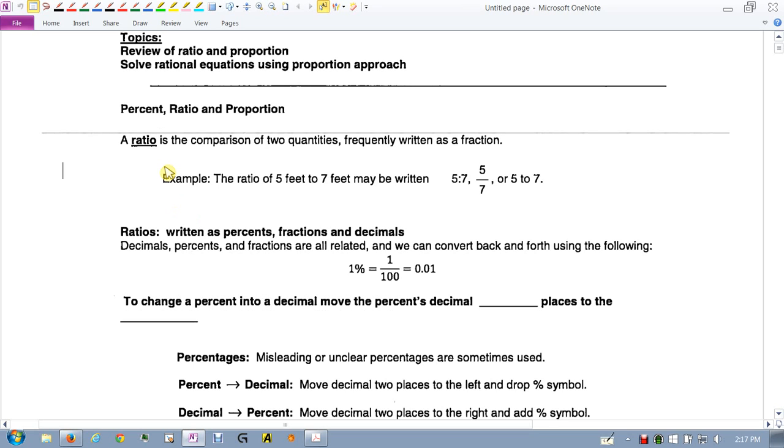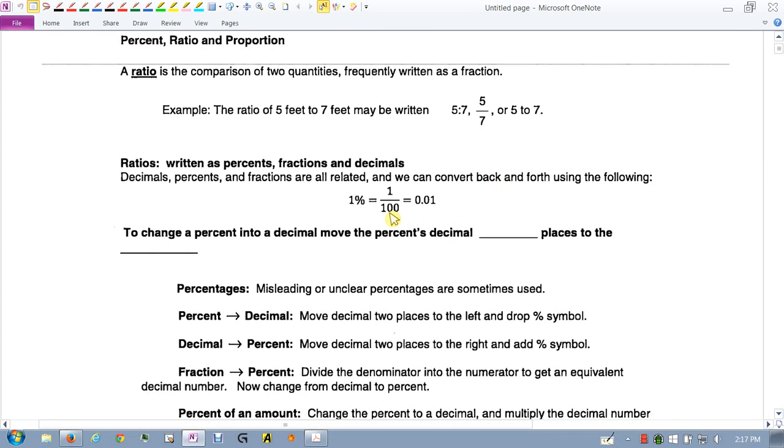A ratio is a comparison of two quantities written as a fraction. So if you say the ratio of 5 feet to 7 feet, you can write it a couple of different ways: 5:7, 5 divided by 7, or 5 to 7. 5 divided by 7 is usually the one we use in a math class.